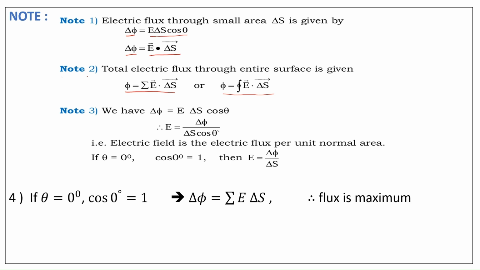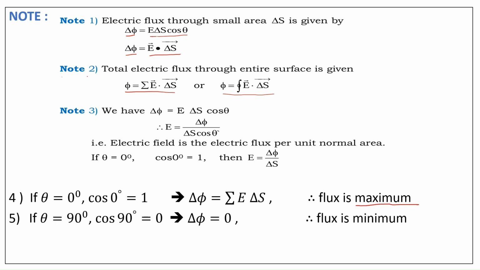4. If theta is equal to 0 degree, then cos 0 degree is equal to 1. Therefore, delta phi is equal to summation of E delta S cos theta, and flux is maximum. 5. If theta is equal to 90 degree, then cos 90 degree is equal to 0. Therefore, delta phi is equal to 0.